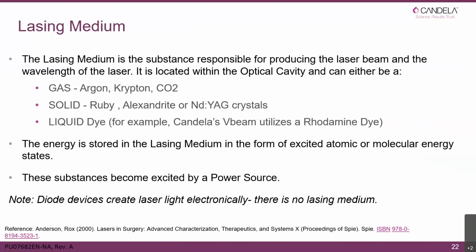This energy is stored in the lasing medium in the form of excited atomic or molecular energy states. Once we stimulate these with a power source, they become excited, and then they start to emit photons, which is where we get the light from that we can then use in order to treat whatever condition we're looking to treat. The only difference here is diode lasers create their laser light electronically, so they don't have a lasing medium.